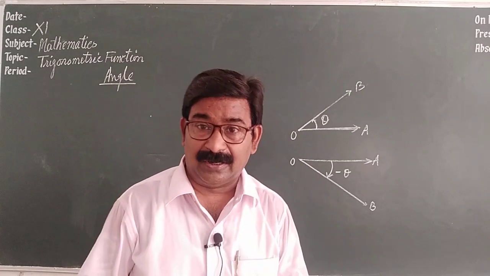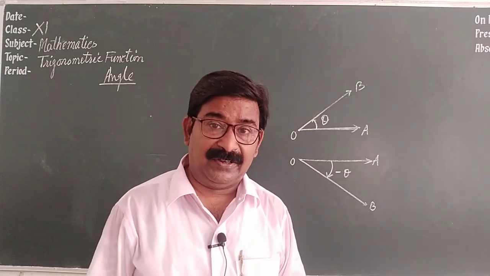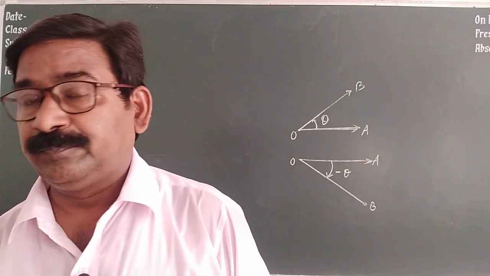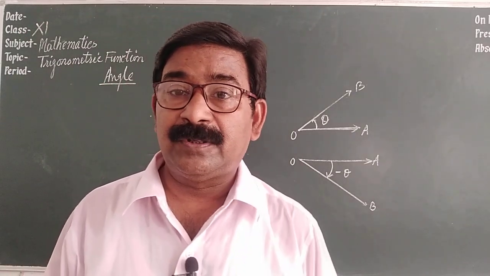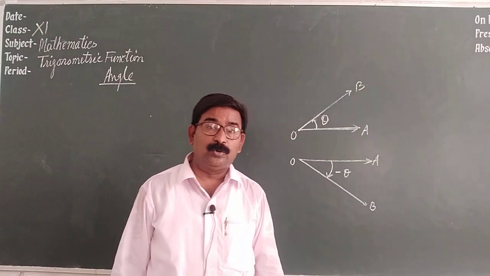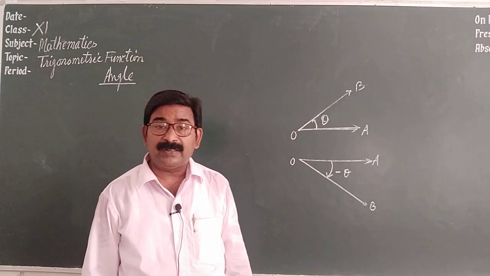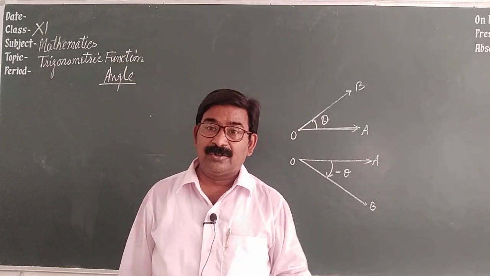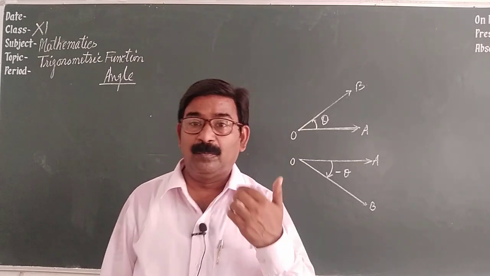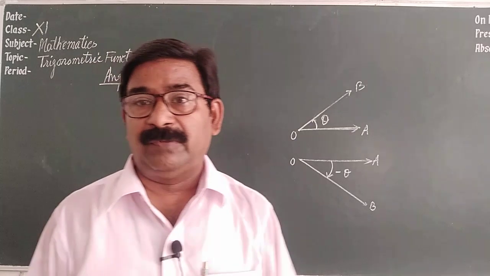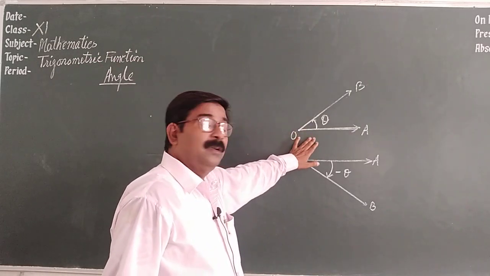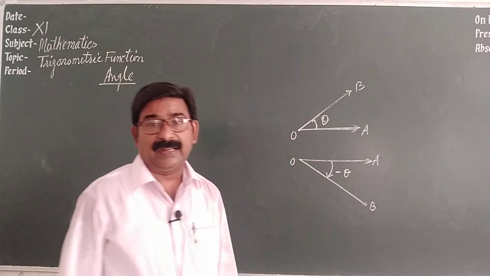Just like integers, positive integer and negative integer. Suppose I move 2 steps forward, the distance is 2 steps. If we move 2 steps backward, the distance is 2 steps, but the direction is different. So if we move backward, it is the negative direction, and if we move forward, it is the positive direction. In the same manner, this angle is a positive angle and a negative angle.